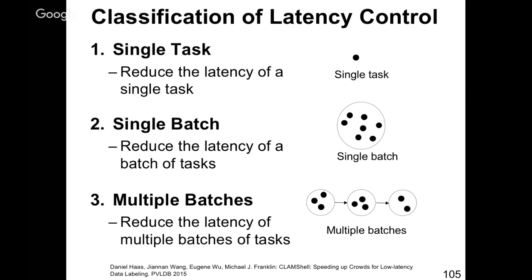But one thing I want to say is that the techniques that work for a single task can also be applied to single-batch and multiple-batch scenarios to improve their latency. And the techniques designed for a single batch can also be applied to improve the latency for multiple batches. So let's start from the simplest one, assuming that you only have a single task, say labeling an image. How can we reduce the latency for labeling a single image?